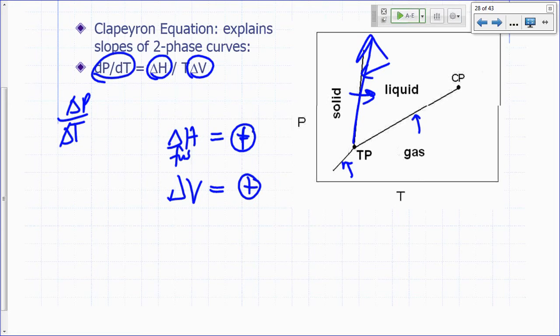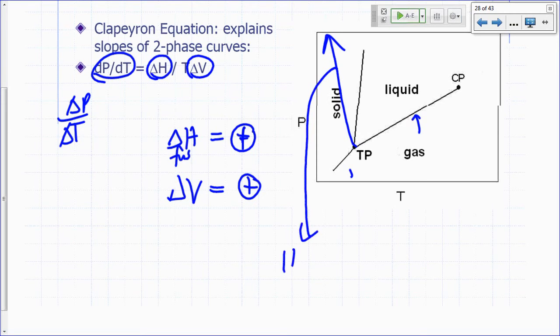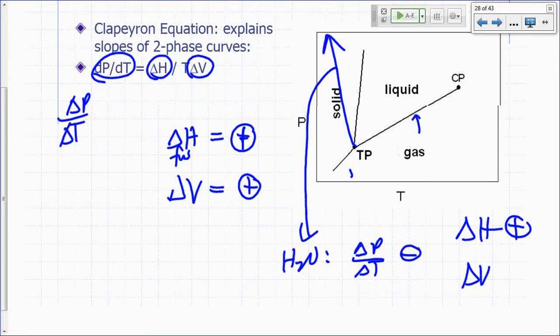Why is it leaning the other way for water? For water, it actually leans the other way. The slope for water, delta P over delta T, is negative. Why is that? The reason is delta H is still positive, but your delta V, what happens to ice when it melts? Ice actually shrinks when it melts, right? So delta V is negative.